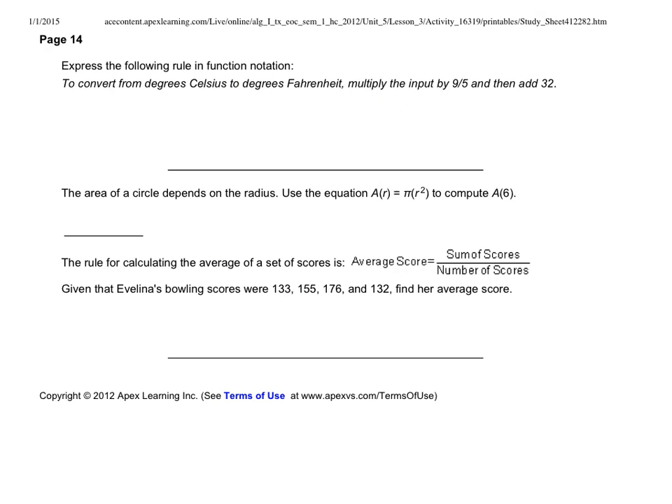All right, so we have this formula to convert degrees Celsius to degrees Fahrenheit. So it says to multiply the input by 9 over 5 and then add 32. So that means that to get to degrees Fahrenheit, we're going to do 9 over 5 times Celsius plus 32.